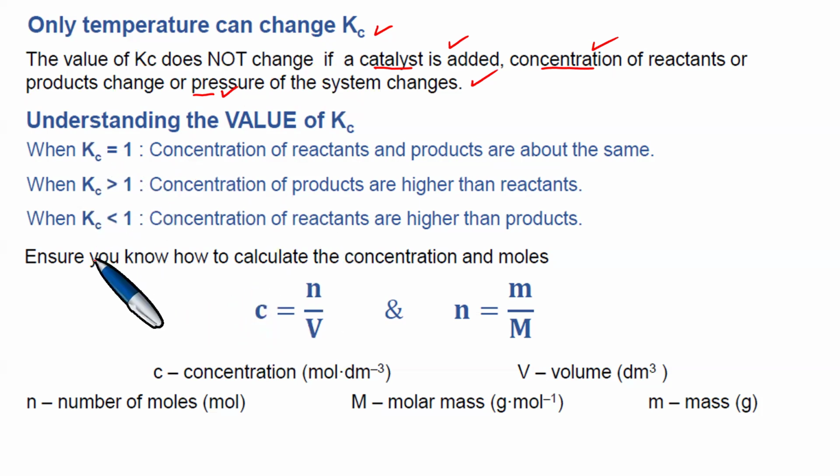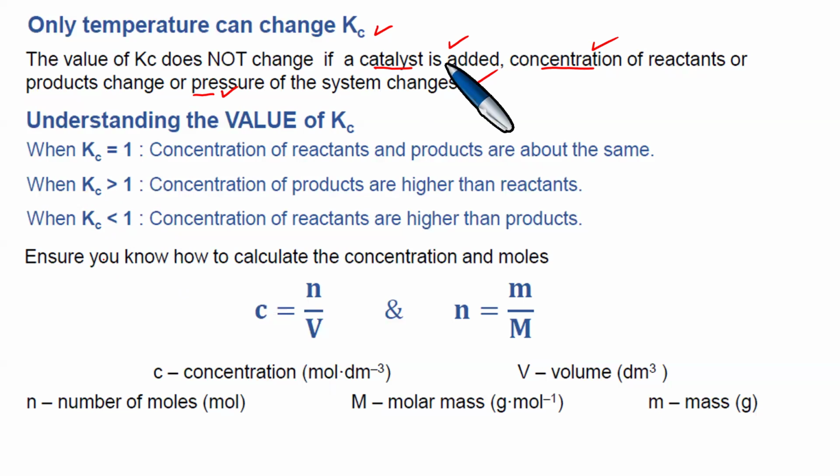Okay, so now the Kc value itself, we can see three parts of the story. For example, Kc is equal to 1. It happens that Kc is greater than 1, or it is less than 1. Okay, now we continue.